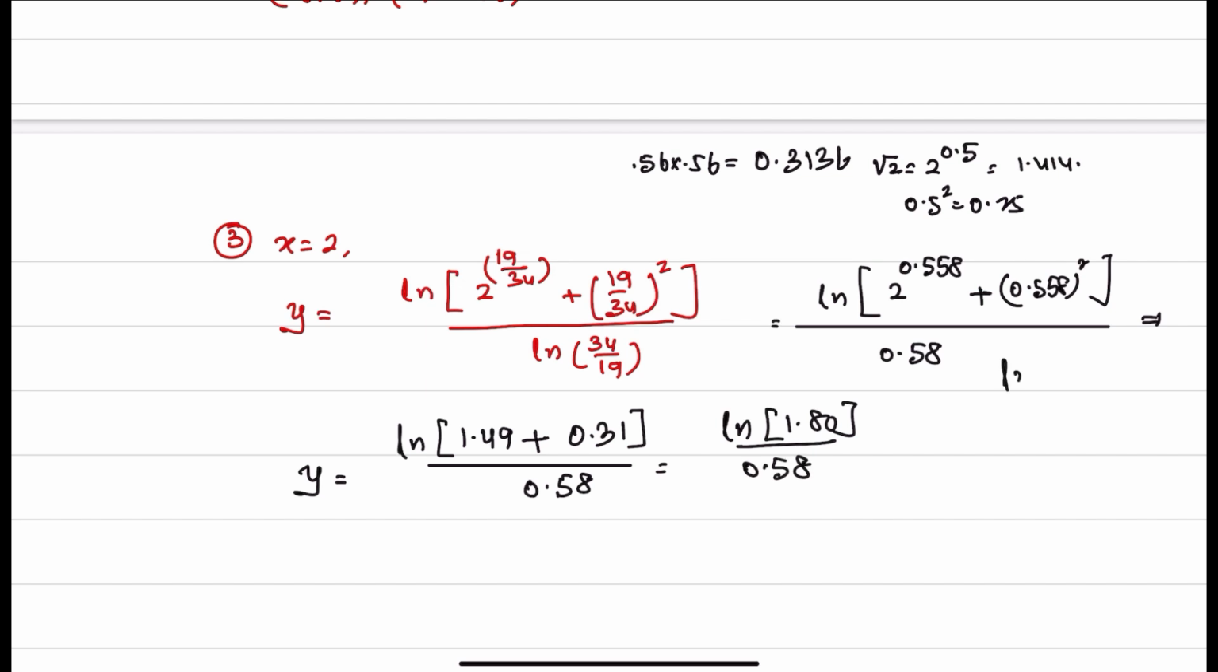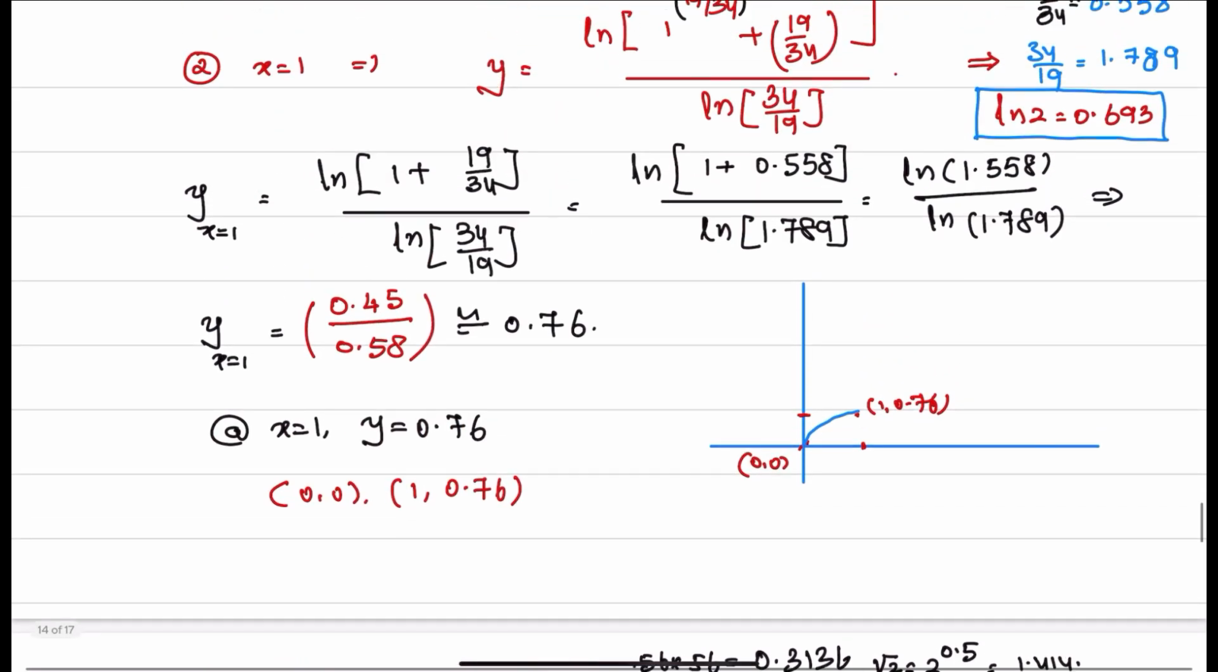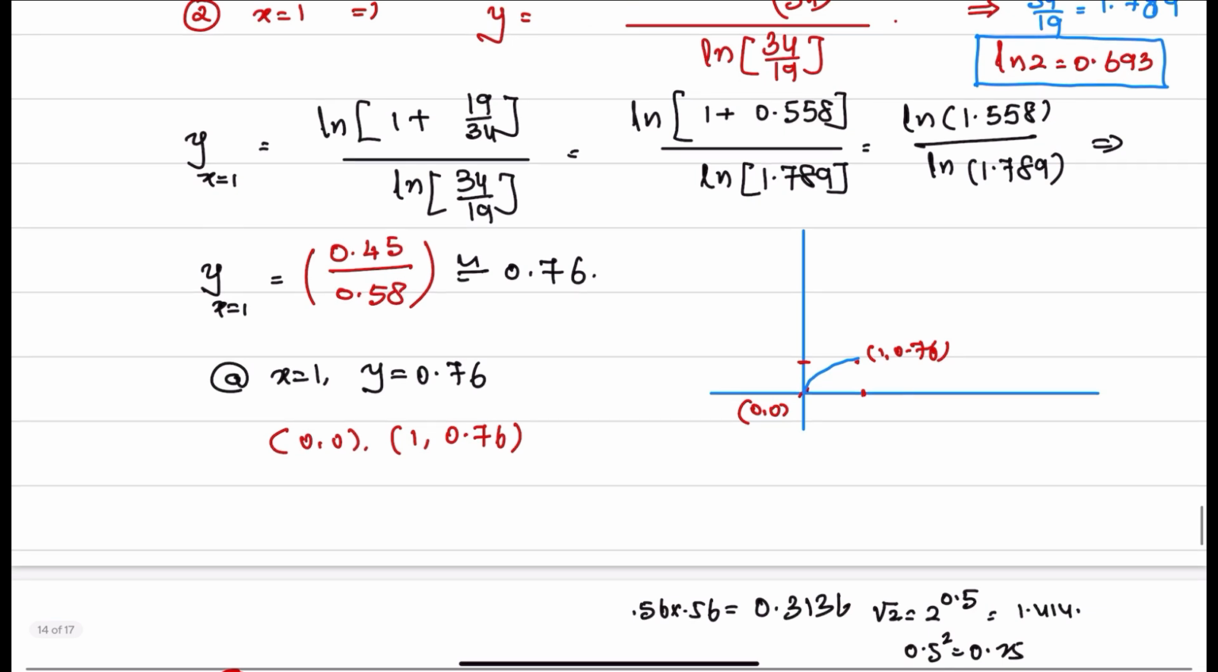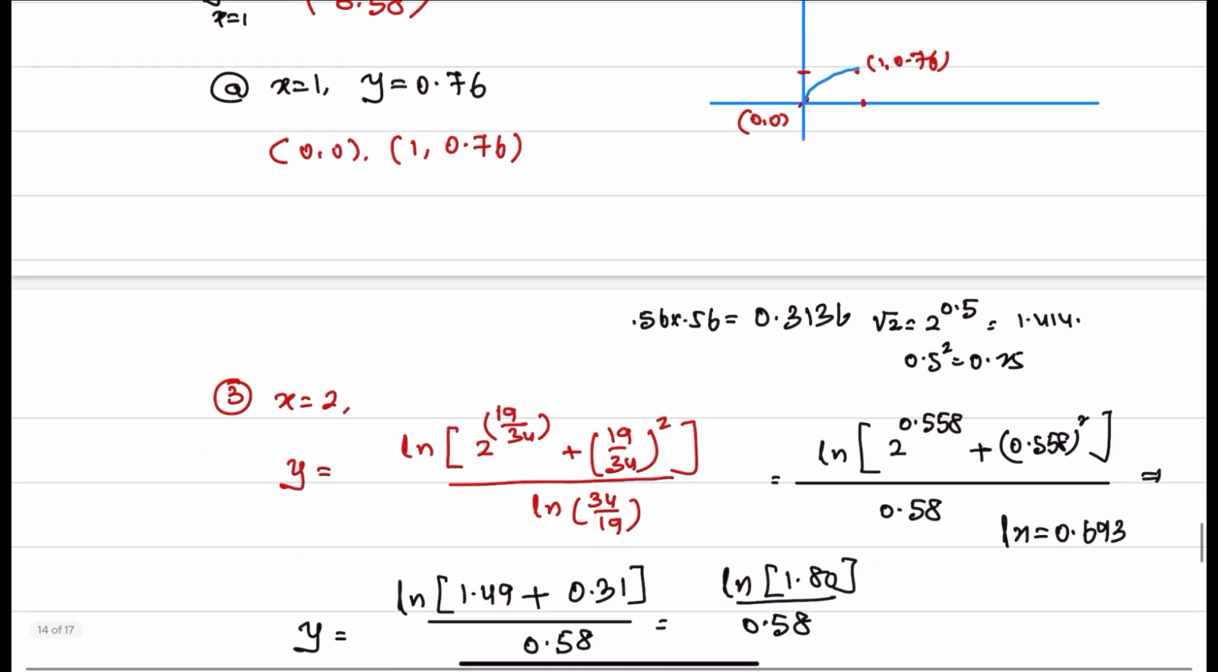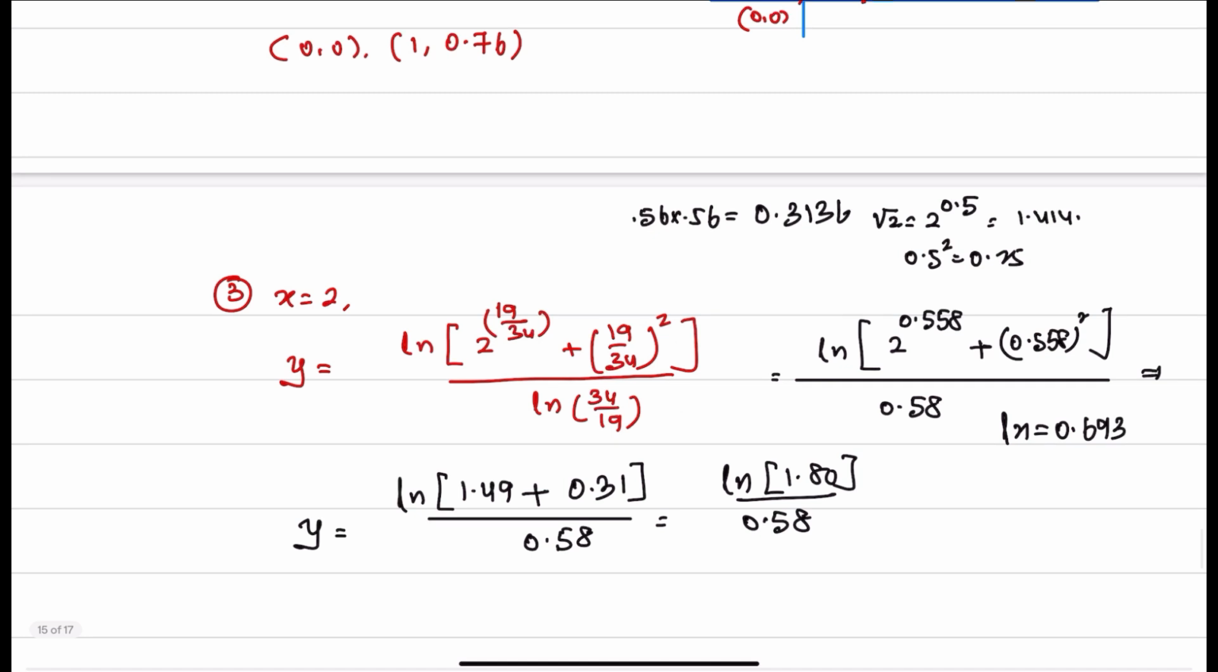ln 2 is equal to 0.693 and we found out that ln 1.789 is 0.58. That means it is approximately equal to 0.58 by 0.58, that is approximately equal to 1. That means at x is equal to 2, the value of y is approximately 1.